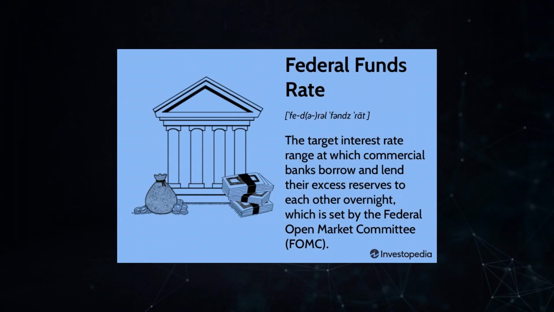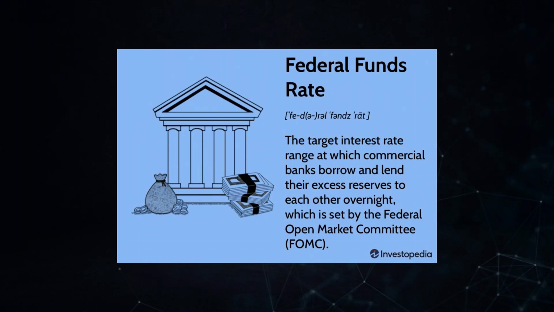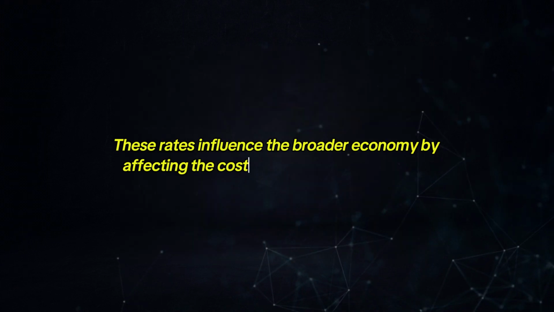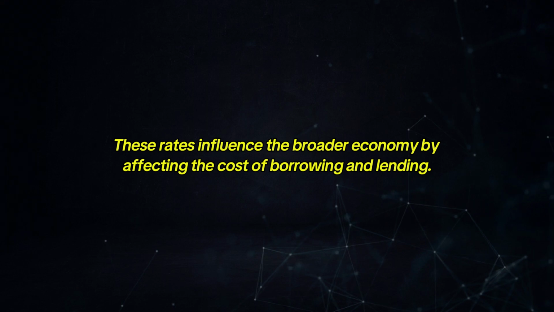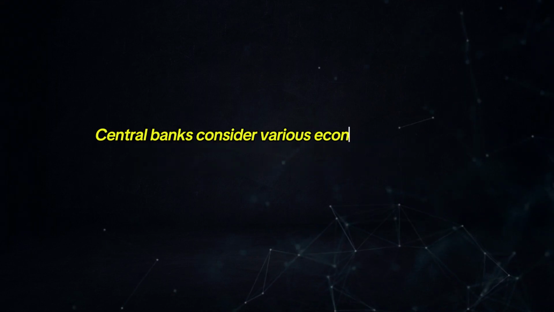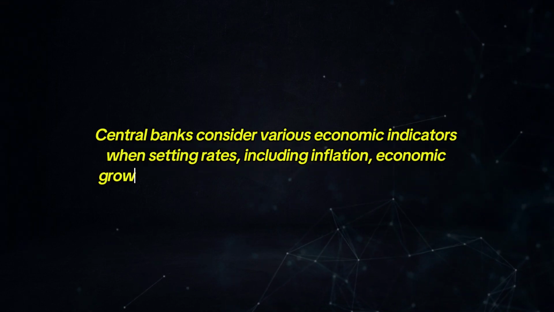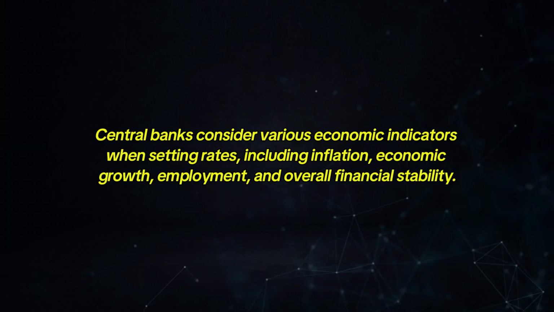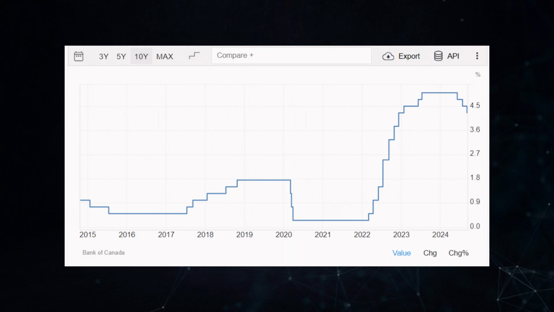So before we look at how these interest rates affect us, let's quickly look at what these rates are. Central bank interest rates, like those set by the Bank of Canada or the US Federal Reserve, are the rates at which banks borrow money from each other. These rates influence the broader economy by affecting the cost of borrowing and lending. Central banks have to consider various economic factors when setting rates, including inflation, economic growth, employment, and the overall financial stability.